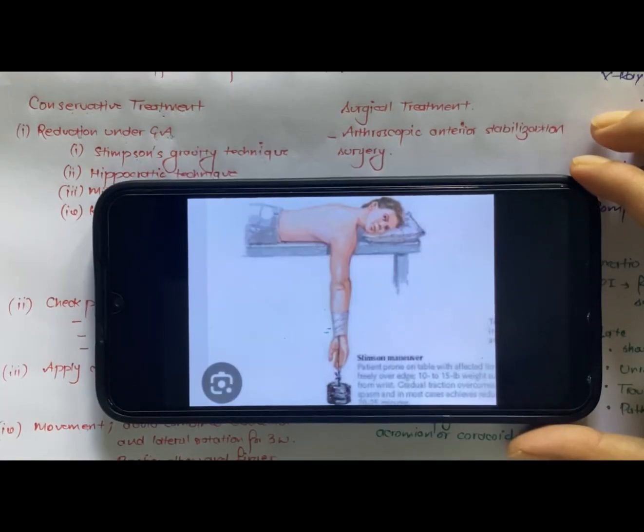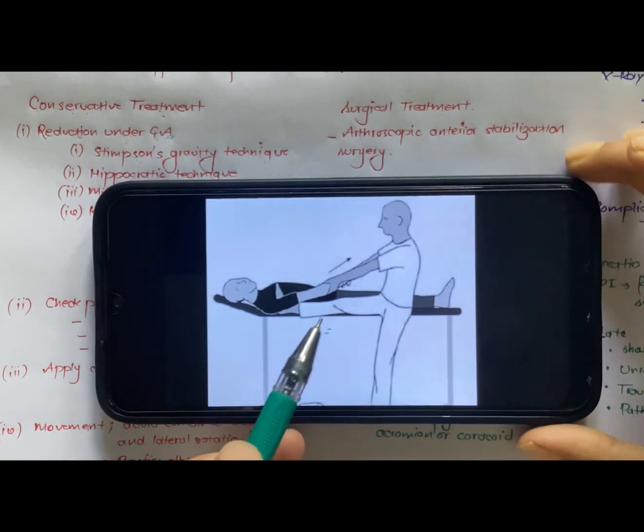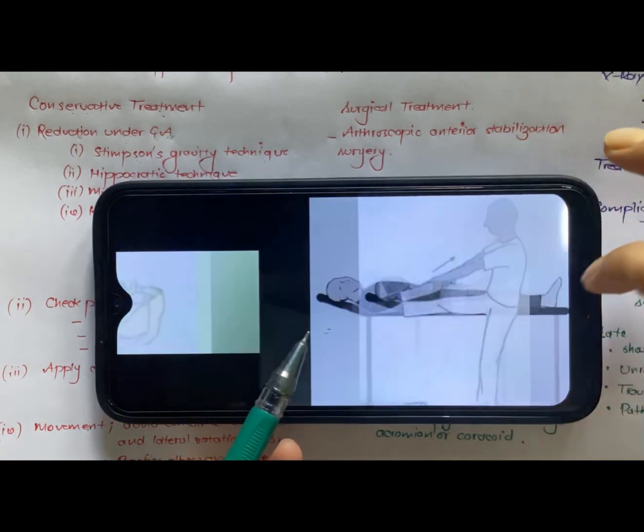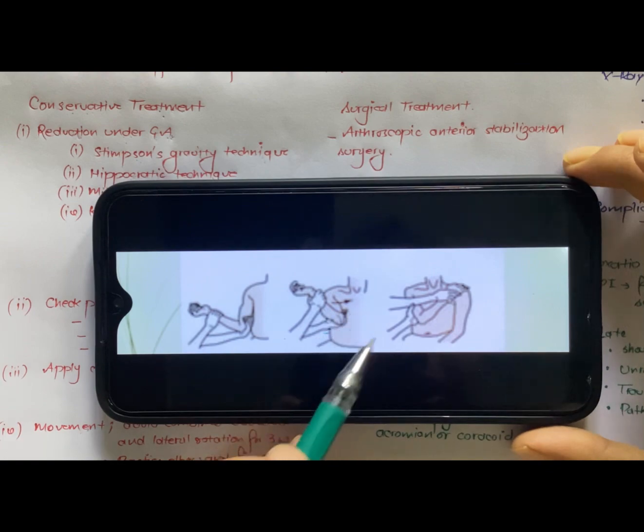So these are the techniques: Stimson's gravity technique, the Hippocratic technique, and Kocher's technique.